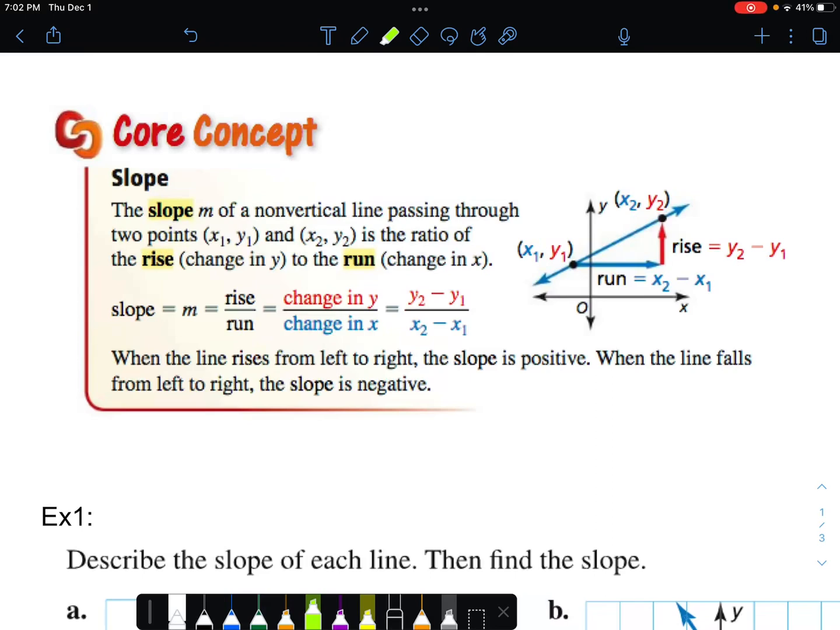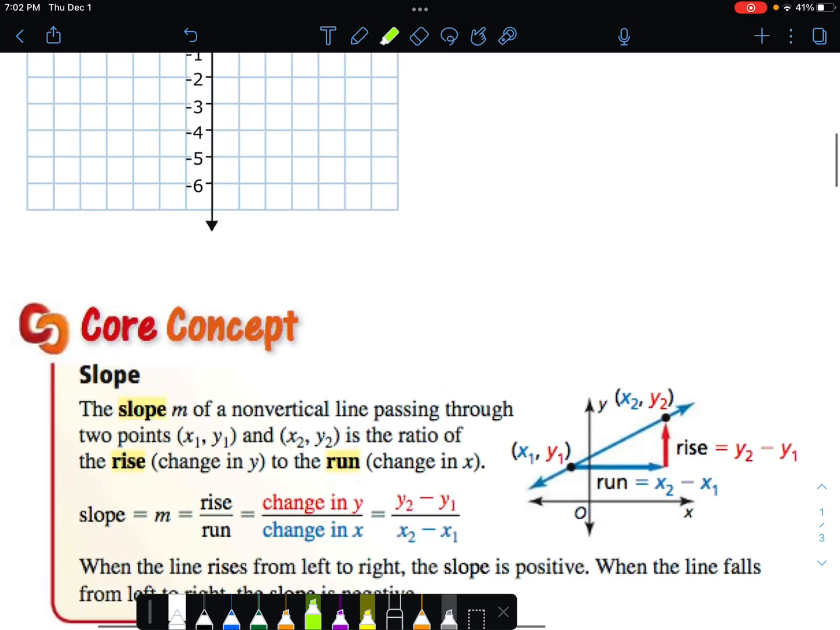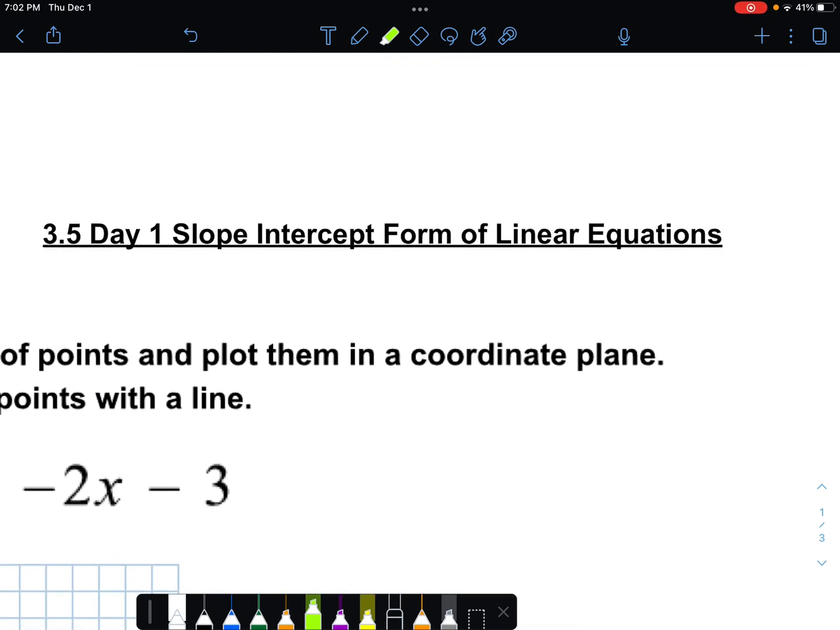Okay, this is Mrs. A with a recap on today's lesson on slope. So today we were on 3.5, day 1, slope-intercept form of linear equations.